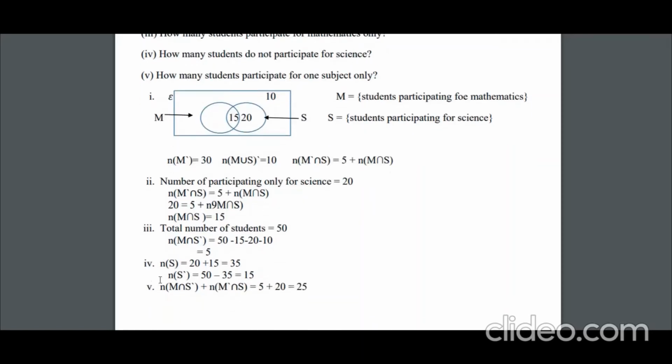So how do you get that? Only for science is 20. The science students are 35. Not science students are 50 minus 35, 15.